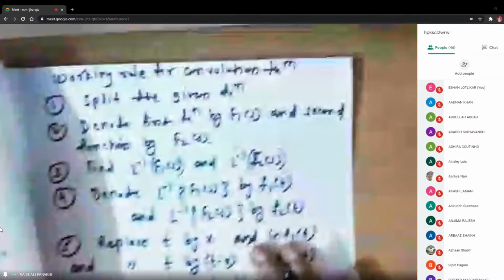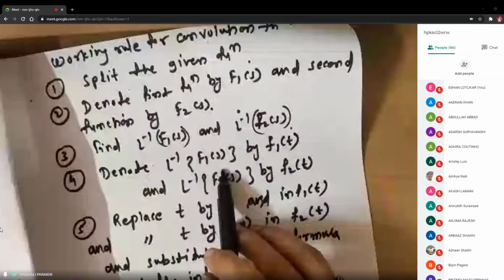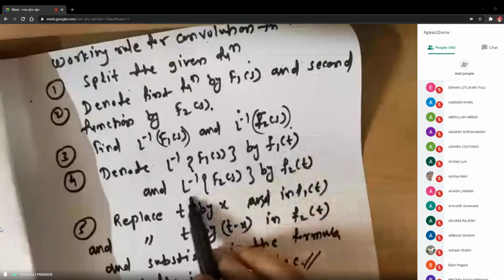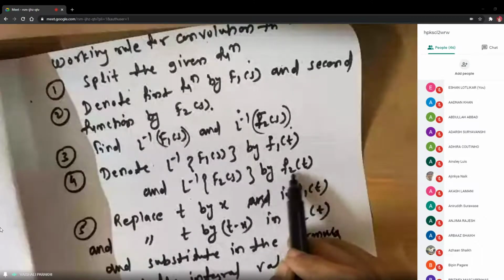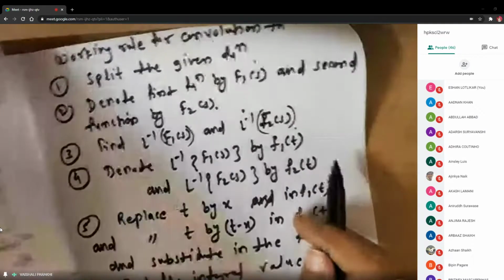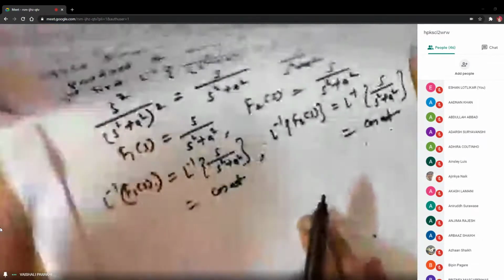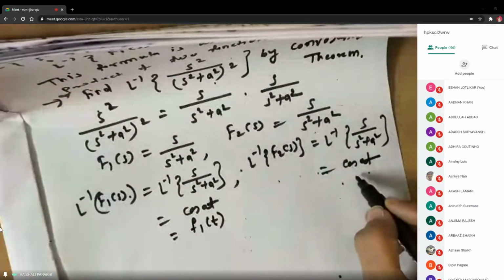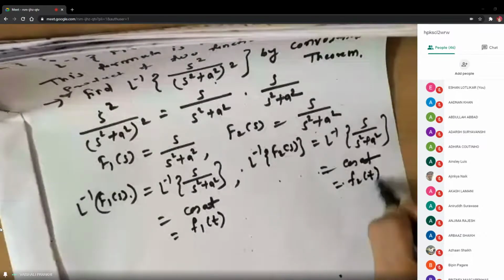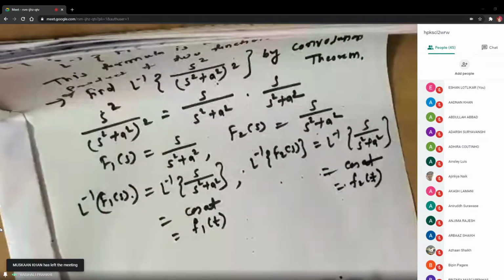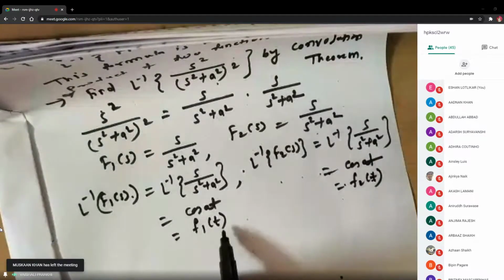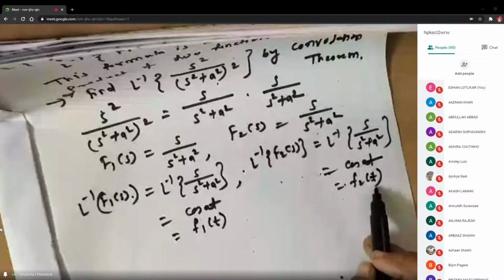Now see the next step of the working rule, students. Denote L inverse of F1 of s by f1 of t, and L inverse of F2 of s as small f2 of t. Okay, so this is f1 of t and this is your f2 of t. Correct? Because this is the Laplace transform, no? The Laplace transform is denoted by F1 and F2.